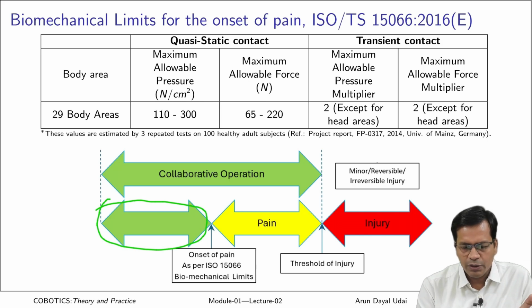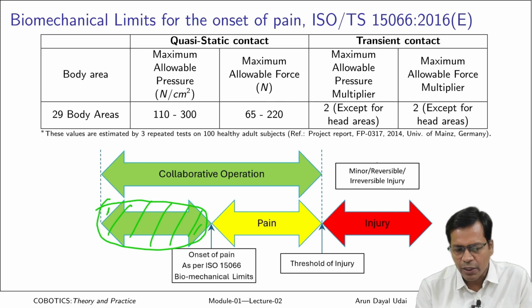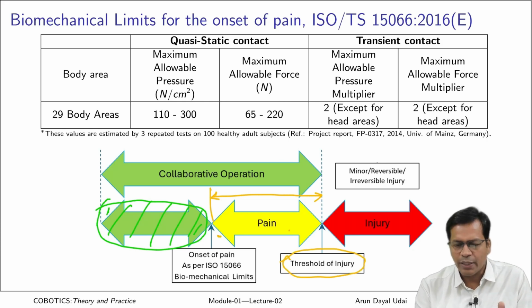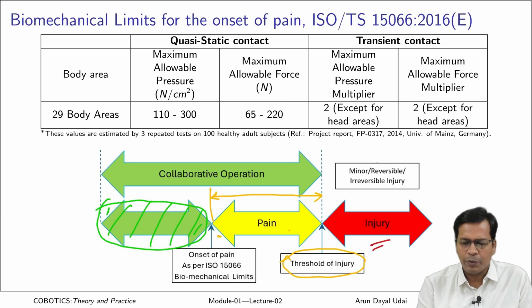Normally it is favorable, you should work in this region. If at all it establishes the contact, it gets into the region of pain. As soon as the contact is established, this whole region is for the pain. The pain has already started and there comes a threshold over here. If it goes beyond that threshold, injury can happen. It may be a minor injury, it can be reversible, it can be irreversible injury as well.